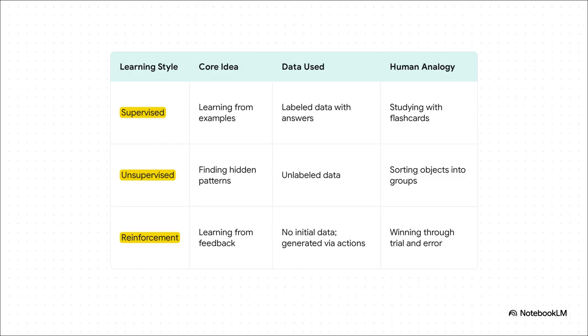Then you have unsupervised learning, the explorer, finding hidden patterns in unlabeled data, just like sorting fruit. This is how streaming services can recommend a show you've never heard of. And finally, reinforcement learning, our game player, learning from rewards and penalties, trial and error. That's how AIs master chess or learn to control a robot arm. 3 very different students, 3 different paths to getting smart.